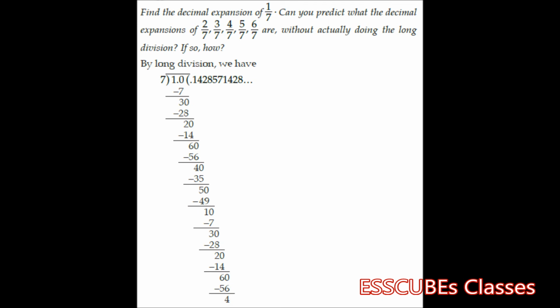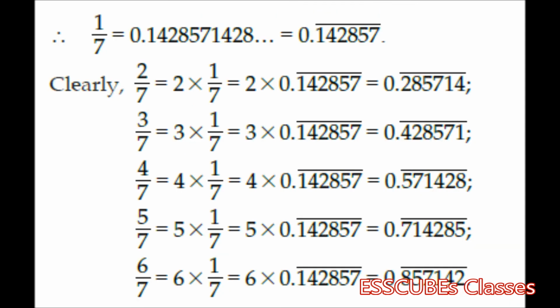If I'm asked to find the decimal expansion of 1 by 7 by the long division method, 1 by 7 is nothing but 0.1428571428. What do I find? That the block of numbers 142857 is getting repeated again and again. So if I go through this, I would find that 2 by 7 can be represented as 2 into 1 by 7, or 3 by 7 as 3 into 1 by 7. These numbers on your screen go on repeating till we reach 6 by 7, which can be represented as 6 into 1 by 7.